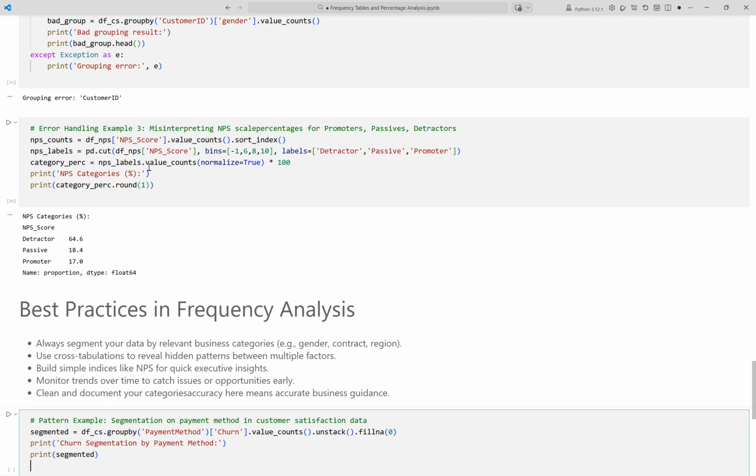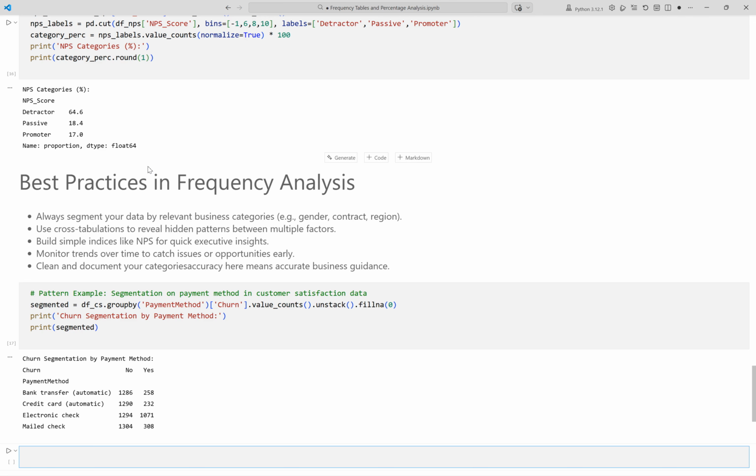Running the cell now. This output shows the count of customers who churned or stayed, segmented by payment method, highlighting clear differences in churn rates across groups. Notice how the electronic check segment has a notably higher number of churned customers, suggesting payment method impacts retention. This cross-tabulation helps us identify where to focus retention efforts, aligning with best practices in segmentation for actionable insights.